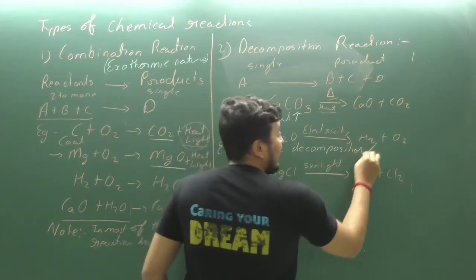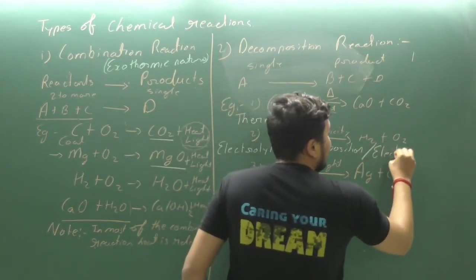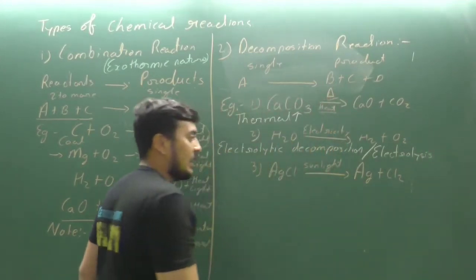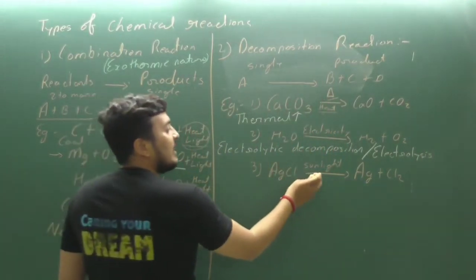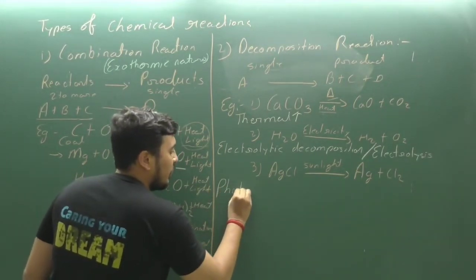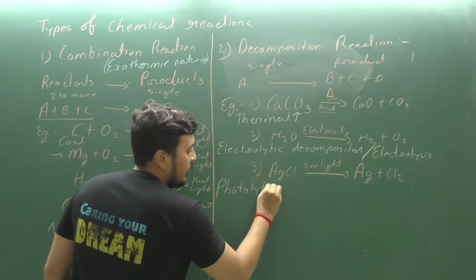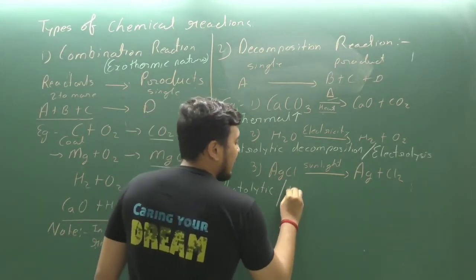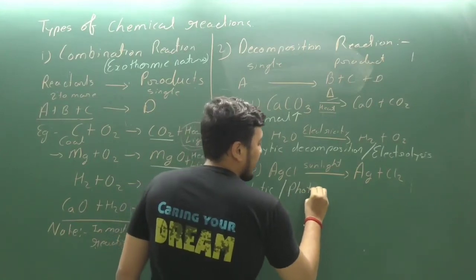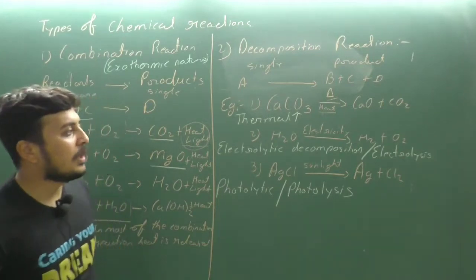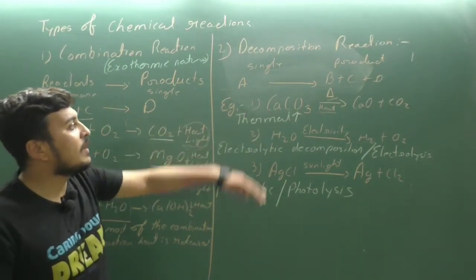Or in short it can be written as electrolysis. Clear? Now similarly, if the energy is supplied in the form of sunlight, then it is known as photolytic decomposition, or it can be written as photolysis. So we have three different types of decomposition.